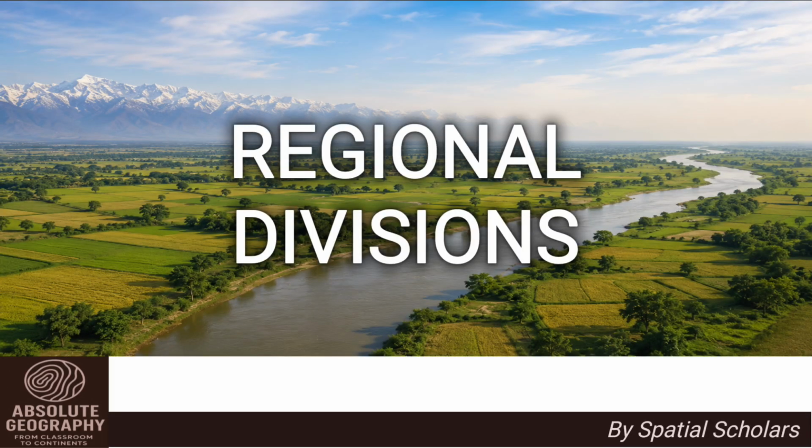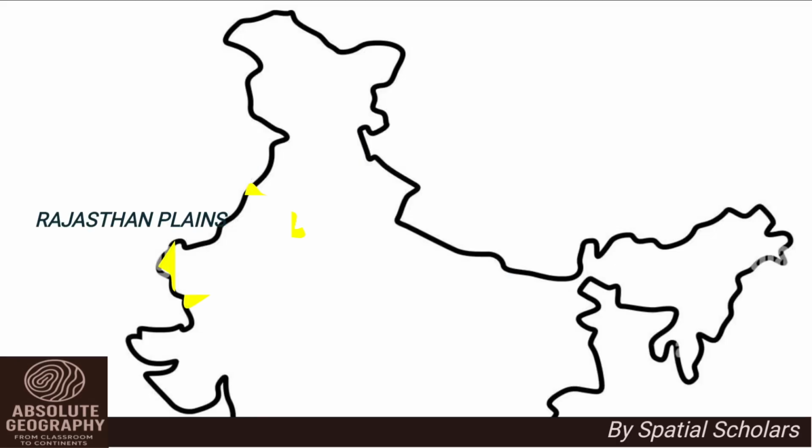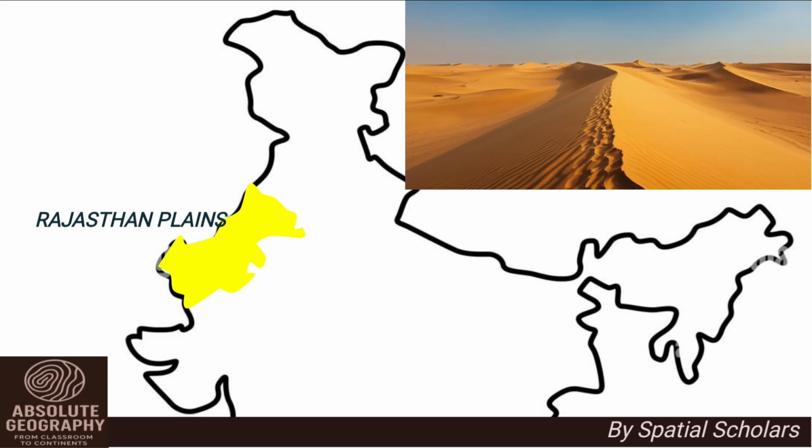Now, based on variations in river systems, relief and drainage patterns, the northern plains are broadly divided into 4 regional divisions. Starting from the western side, we have the Rajasthan Plains, also known as the Great Indian Desert. This region lies mainly between the Aravalli Range in the east and the Indus Plains in the west, and most of this desert region lies in Rajasthan. It is a lowland plain consisting mainly of sand, sandy ridges and sand dunes.